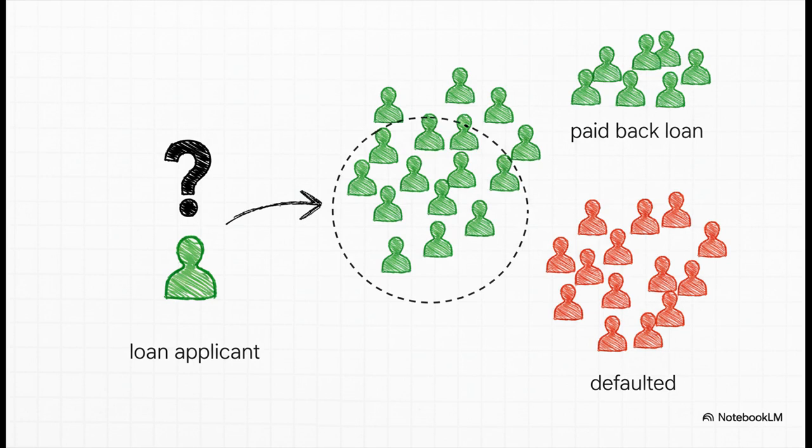Say you apply for a loan. A bank can use KNN to take your profile, your income, your age, your debt, and compare it to thousands of past customers in their database. If your nearest neighbors in that data were all people who paid back their loans on time, the algorithm's going to predict you're a pretty good bet too.